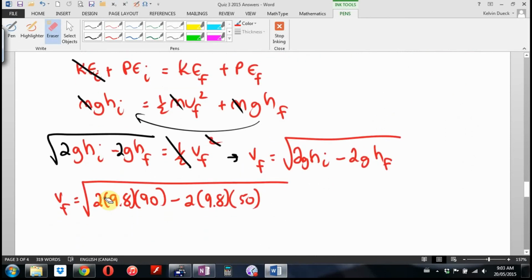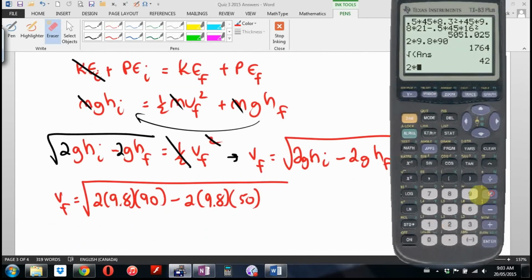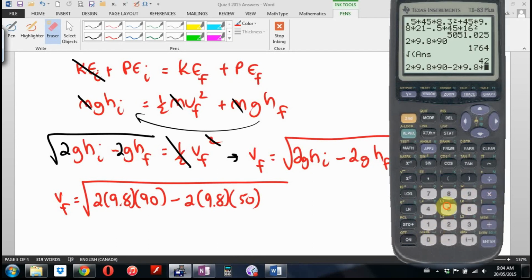Anyways, let's crunch it. 2 times 9.8 times 90 minus 2 times 9.8 times 50. 50. 28. And I said you could have also let that be a height of 40. You would just go 2 times 9.8 times 40. And lo and behold, there's your 784 again, square root 28.